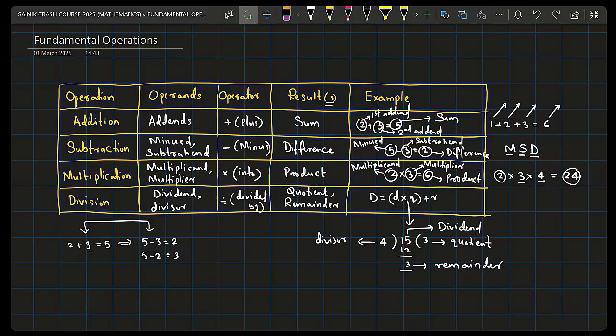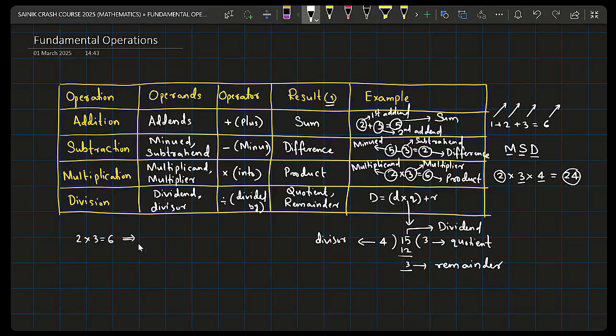That's why on transposing also, addition becomes subtraction, subtraction becomes addition. And similarly, multiplication and division are also inverse operations. From every multiplication, we can create division. From every division, we can create multiplication. For example, we have 2 into 3 is equal to 6.